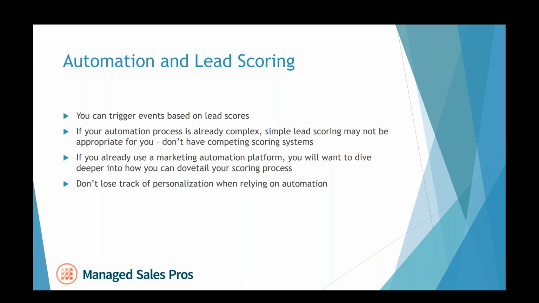Something I like to remind people of, especially if they're highly committed to an automation process, is when you're prospecting, you don't want to lose track of personalization if you're relying on automation. So if you're using trigger events to set off marketing sequences or marketing cadences that involve different touches, so when this happens, we send an email and then we send another email and then we call if they open the email, and if they say this, we do that. So if you've got a lot of complex automation built into your system already, simple lead scoring, again, may not be something that's going to work effectively for you.